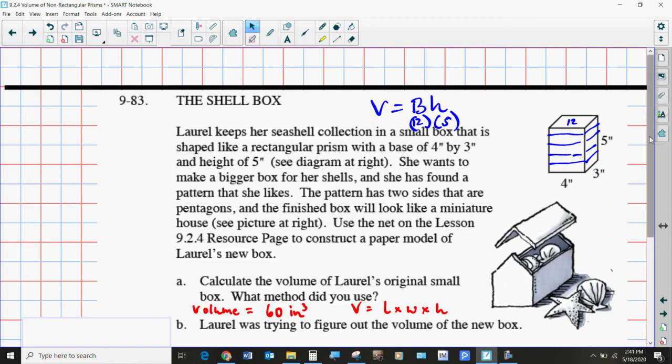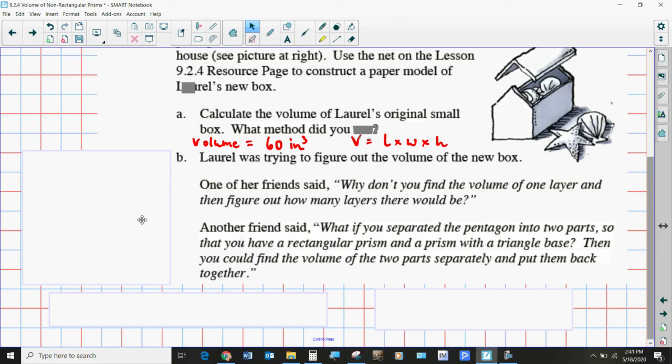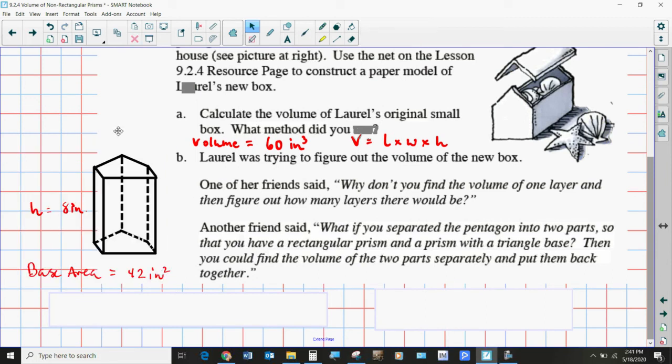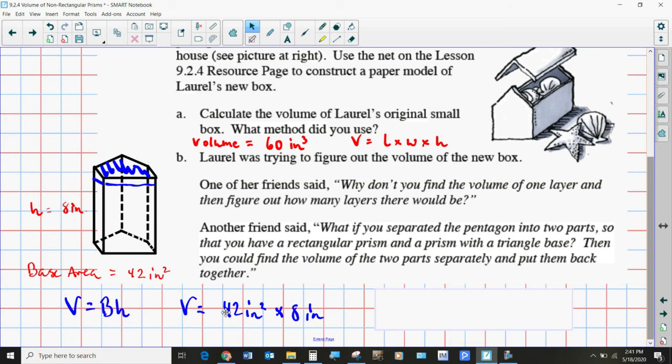So now that I know that my base area is 42 square inches, let's start working with the formula. The height is 8 inches. Remember, this is 42 square inches, and then every layer is going to be 42 cubic inches. So the first layer is 42, the second one's going to be 84, and so on and so forth. Well, this turns into a multiplication problem where you're just going to multiply 42 times 8. That's what the formula tells us to do for finding volume of prisms.